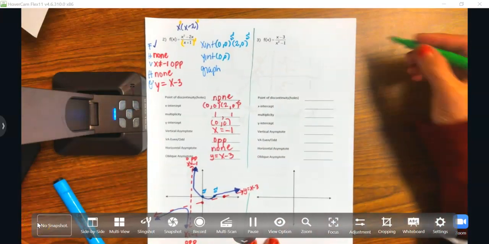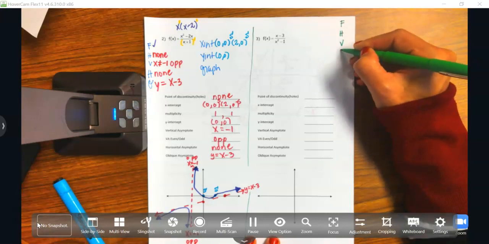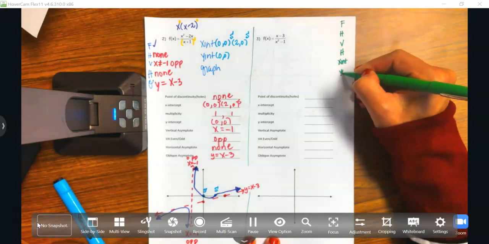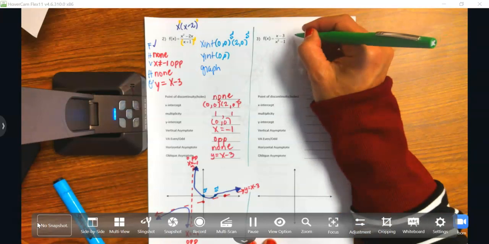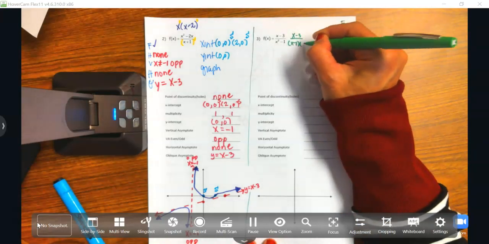Problem number 3. Factor, holes, vertical asymptotes, x-intercepts, y-intercepts, then I'm ready to graph. Let's factor first. All I can do is factor the bottom. The top remains the same. This is a difference of 2 squares.